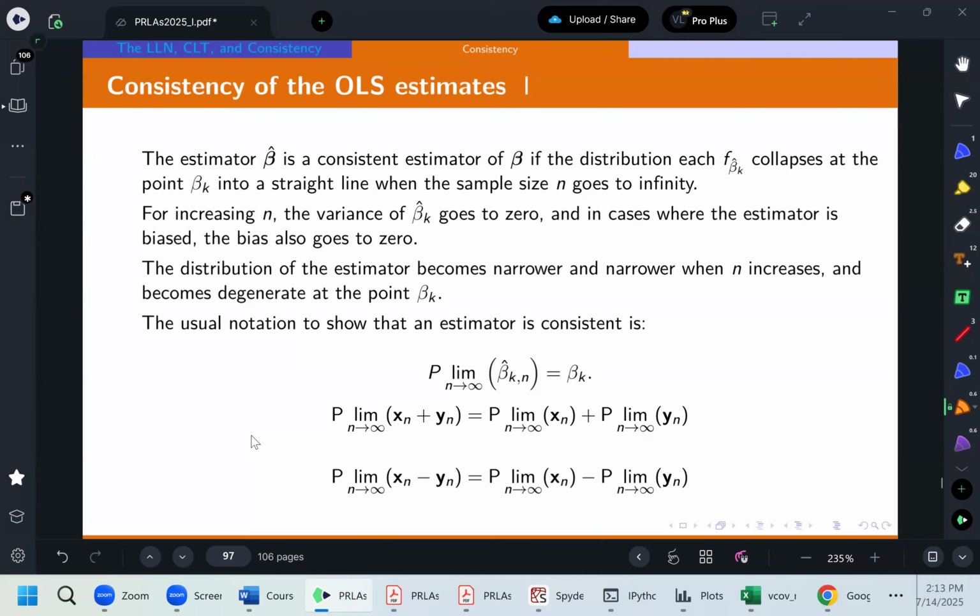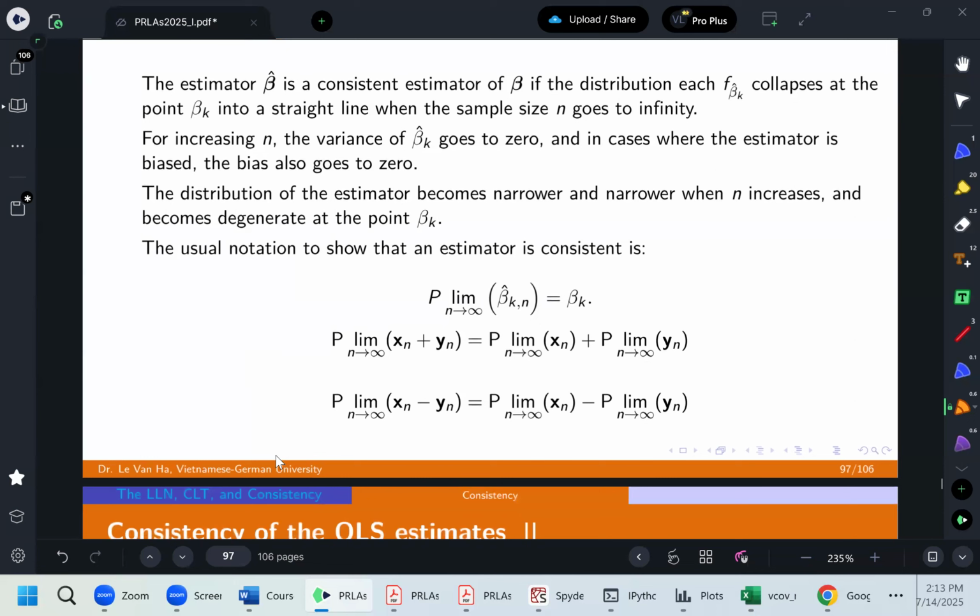The probability limit of a statistic means that when we have a series of data and the number of observations increases to infinity, what do we get, right? So if xn and yn are two series, then the probability limit of a sum is the sum of the probability limits. This is similar to the limit: the limit of a sum is the sum of the limits. Nothing to complain about.